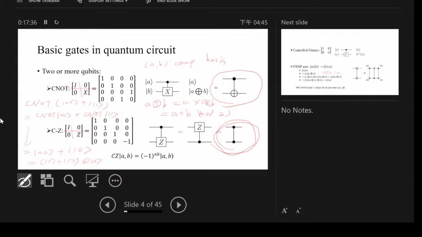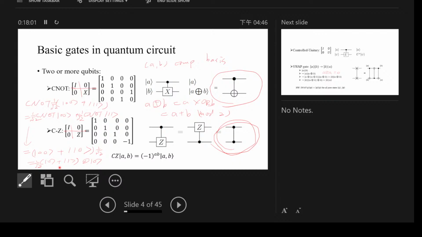And if we stop being lazy, we can write the normalization back. So it should be 1 over square root 2 here, 1 over square root 2, 1 over square root 2, and this whole thing 1 over square root 2, and 1 over square root 2 here. Okay, so this is how you apply a CNOT.